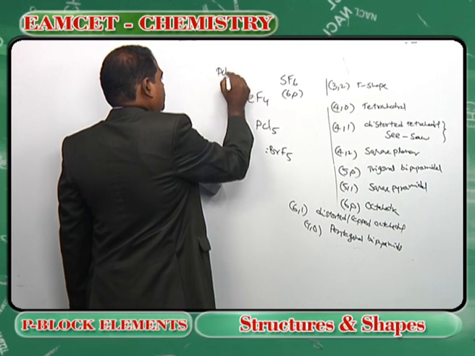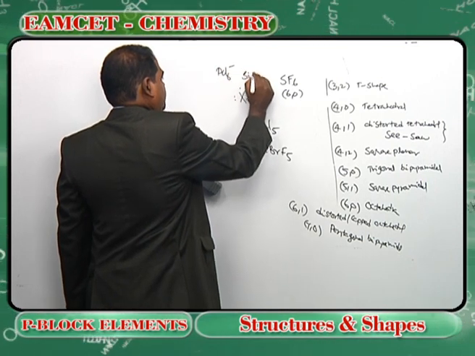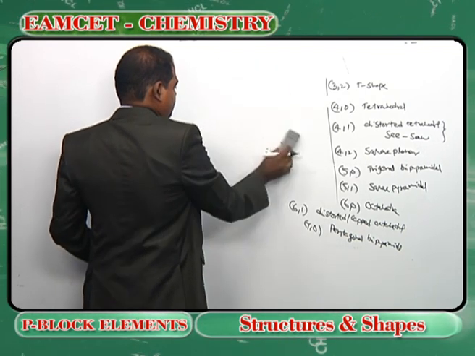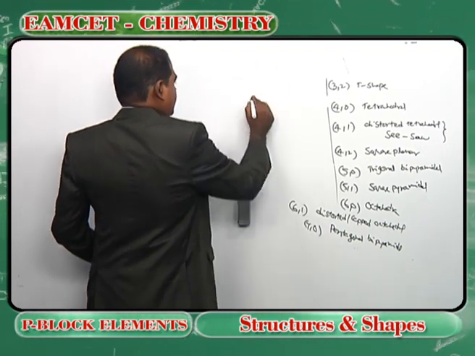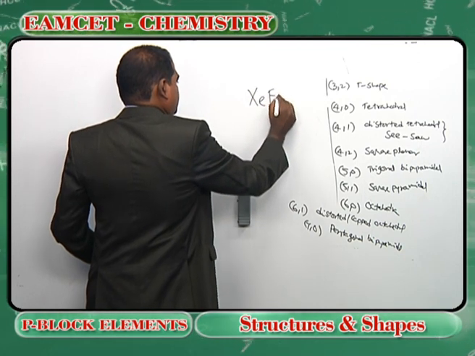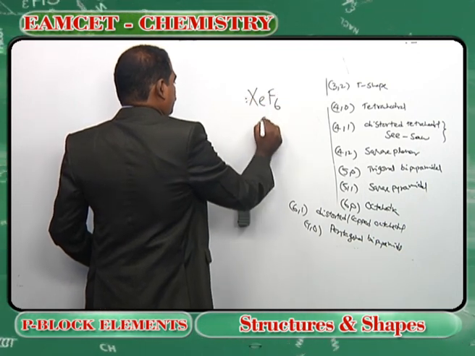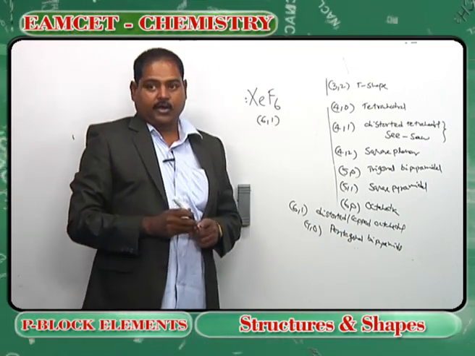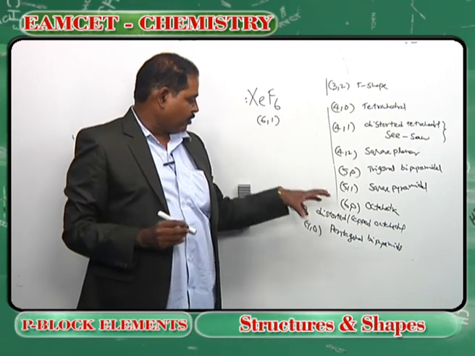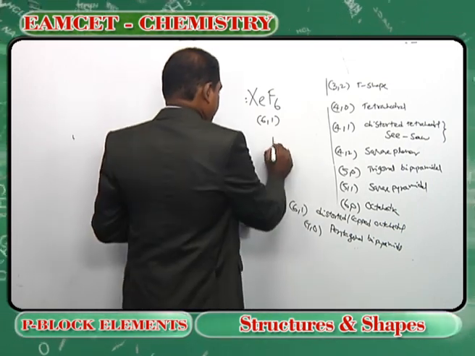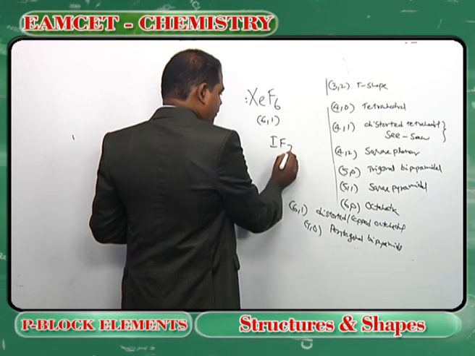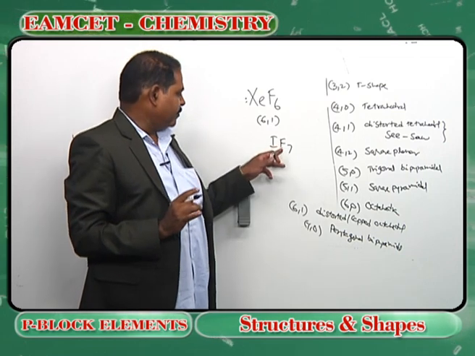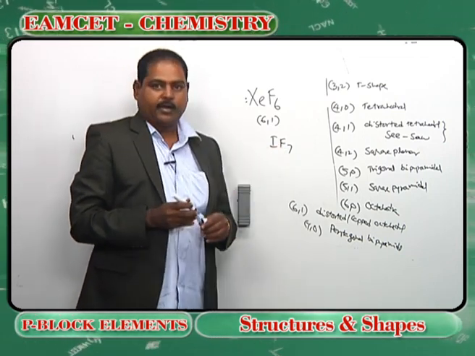PCl6 minus, SiF6 2 minus. So there are so many anions like that. AlF6 3 minus, octahedral. XeF6, even after forming 6 bonds, has a lone pair, 6, 1. It will have a capped octahedron, an octahedral which is capped or distorted. IF7 is pentagonal bipyramidal: 7 bond pairs, 7 guest atoms, I repeat, 7 bond pairs and no lone pair.